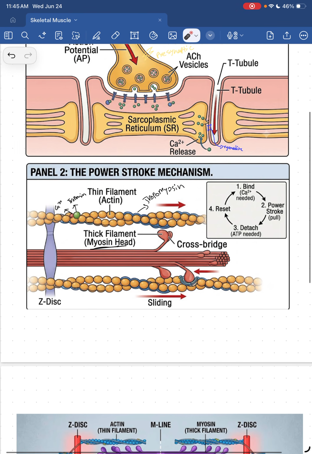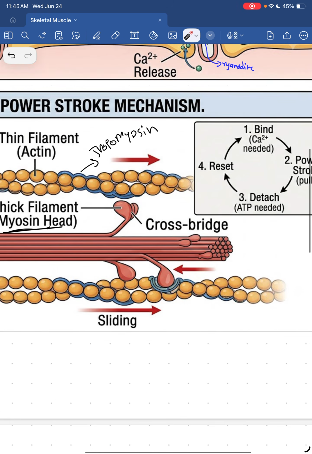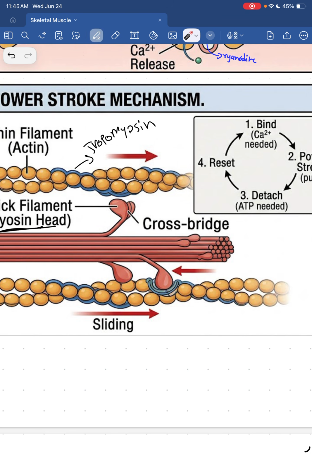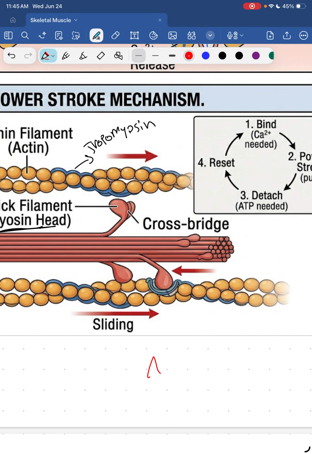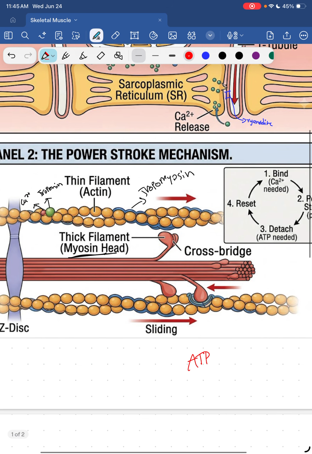So we know now that calcium is needed for muscle contraction. But is that all it needs for the myosin head to just bind to the actin molecule? If you said no, you're probably right. And why that is because just like anything else in your body, you require ATP. So what role does ATP play over here? So ATP is needed for this myosin head to actually bind to actin.